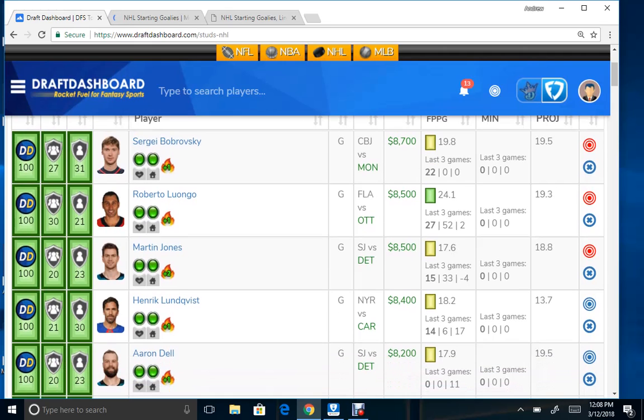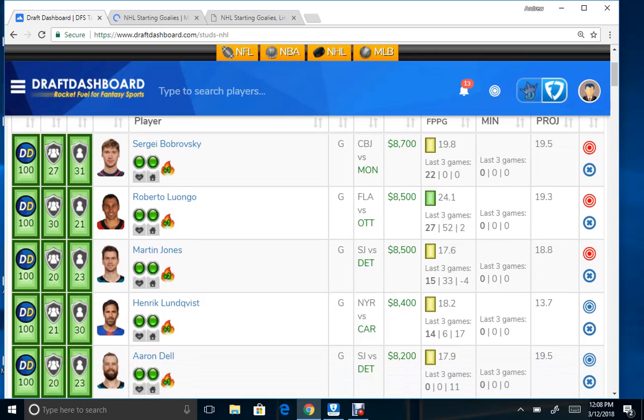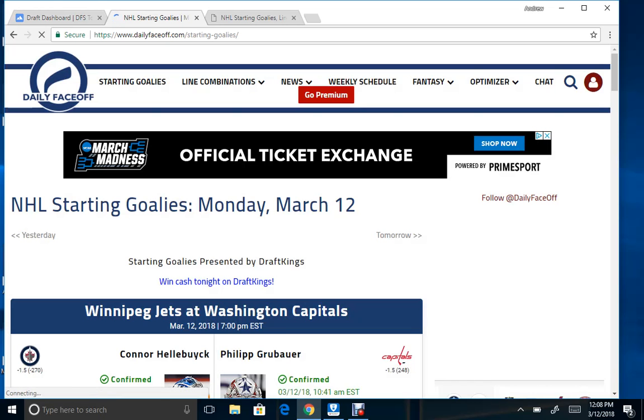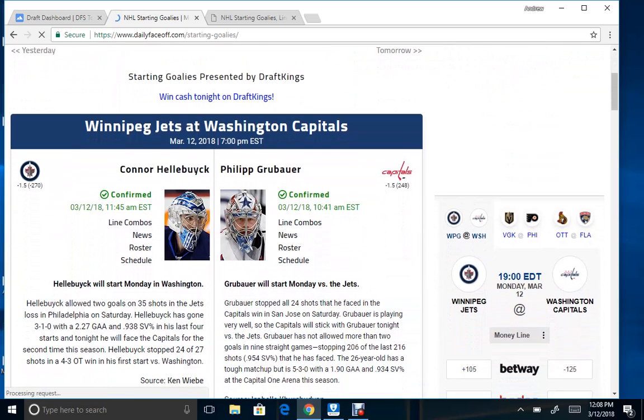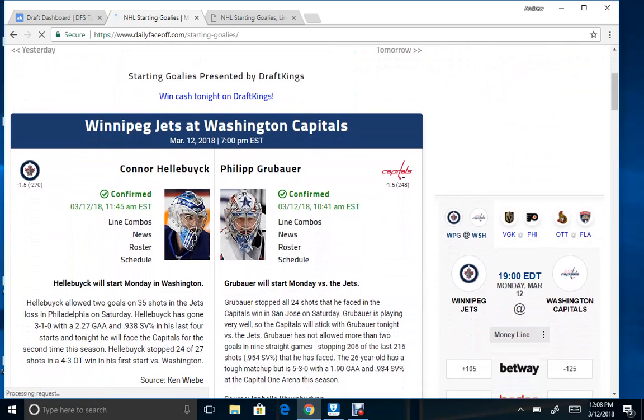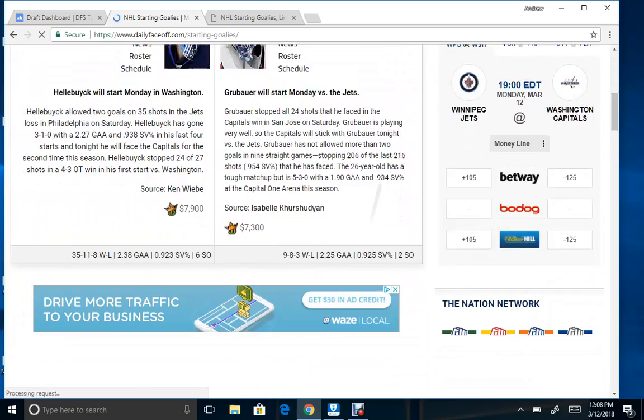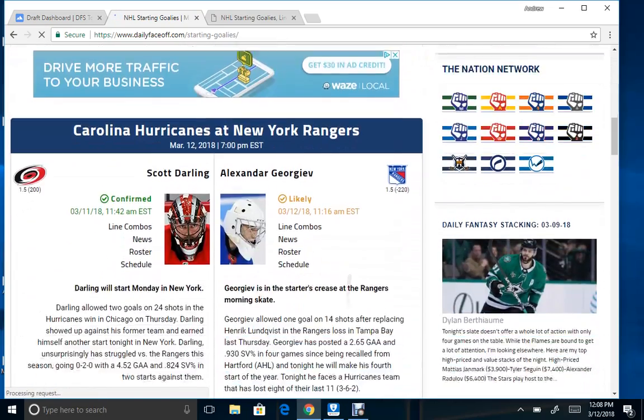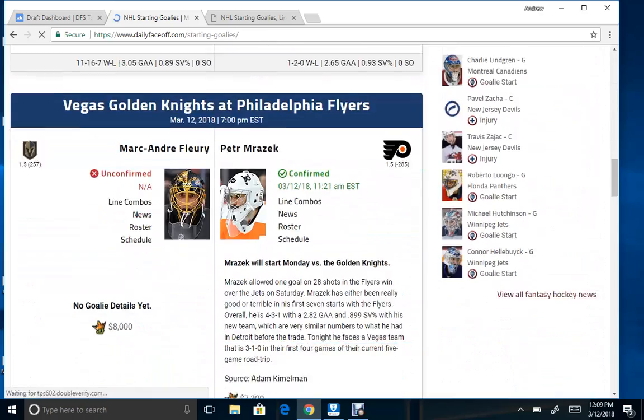Diving right into it, I have already watched some of the players here on the right side. But I want to confirm that these guys, as far as goalies, are actually starting so far. We can get an idea of that by going over here to the daily face-off starting goalies and the matchups it shows. We have some confirmed already. That's good. Let's see if it's who we're looking for here so far.